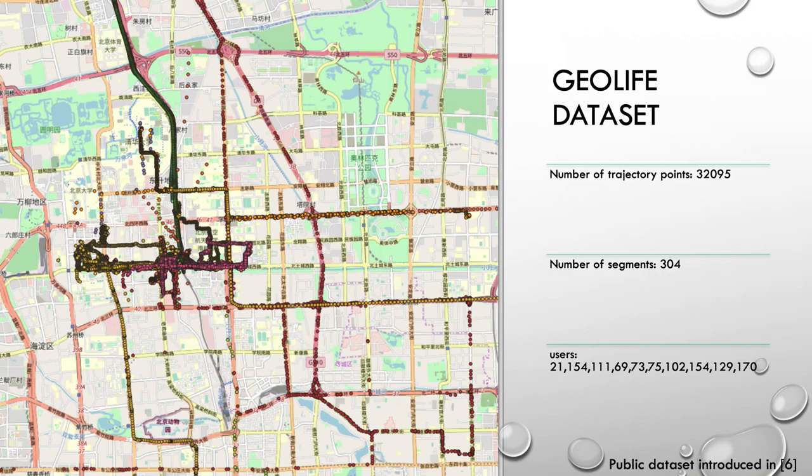This public dataset is a subset of the geolife dataset, includes 32,095 trajectory points and 304 segments, and was introduced in Microsoft Research. We select a subset of this dataset because GRASP-UTS took an unreasonably long time to process subsets larger than this, and GRASP-UTS was not able to produce the results for the whole dataset.